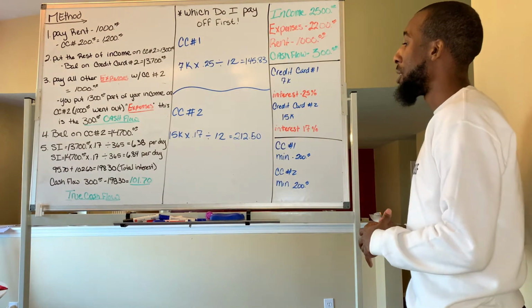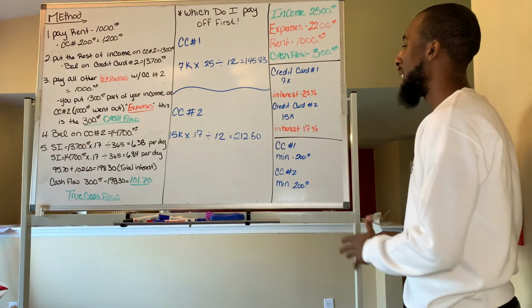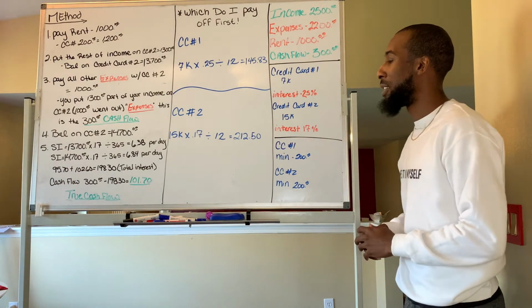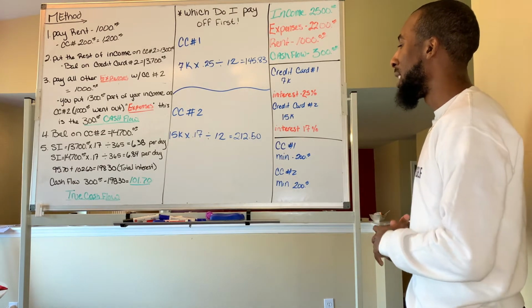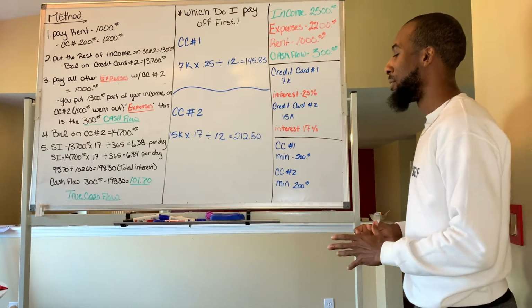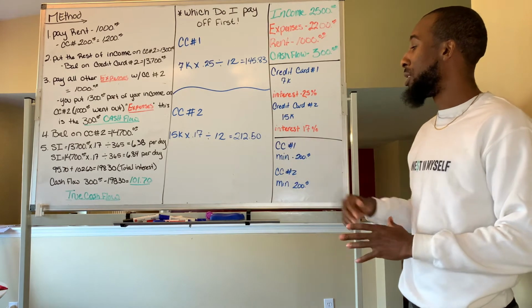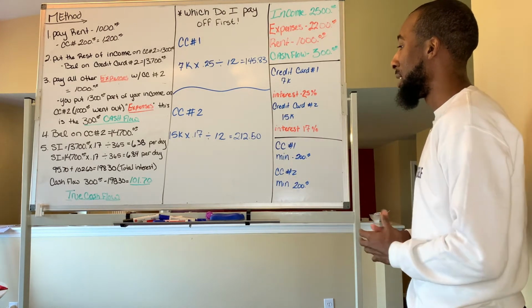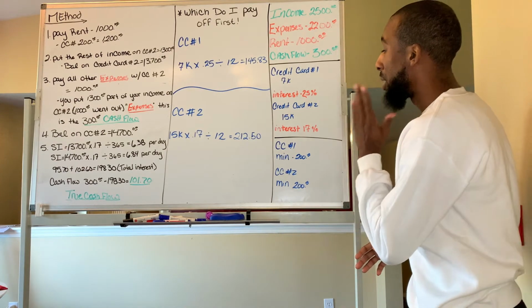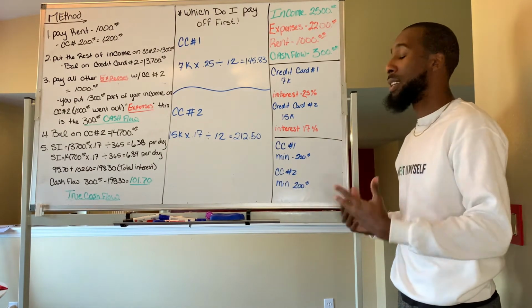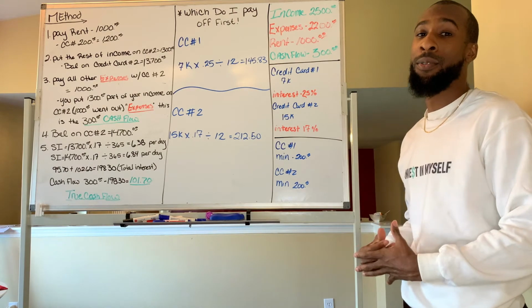Now, credit card number two, the one that has 15,000 on there, we're going to times that by 0.17, divide that by 12, and we're going to get $212.50. So the credit card that we're going to want to pay off first is credit card number two, because that's reducing our cash flow the most.